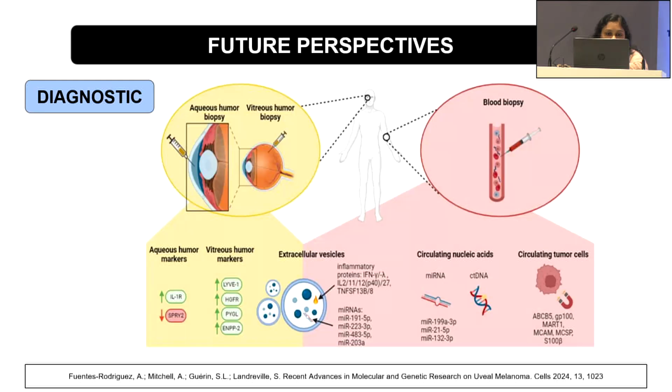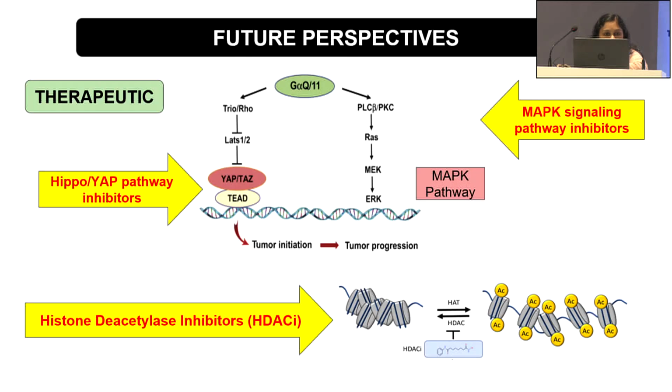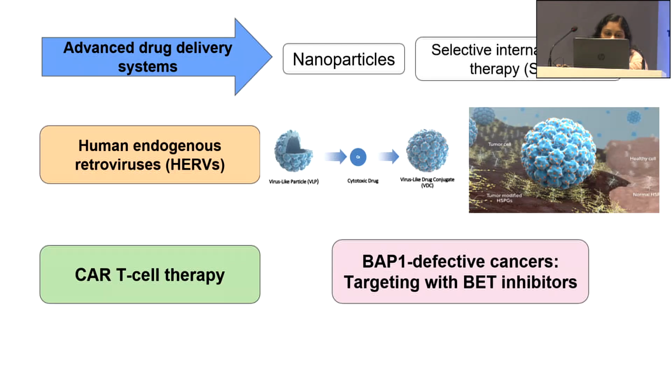Now with advancements, we have a number of molecular biomarkers which have been identified for uveal melanoma, and a number of targeted therapies have been established against many pathways, including the MAP kinase pathway, or it could be oncolytic viruses and CAR T-cell therapy, which are being increasingly researched now.